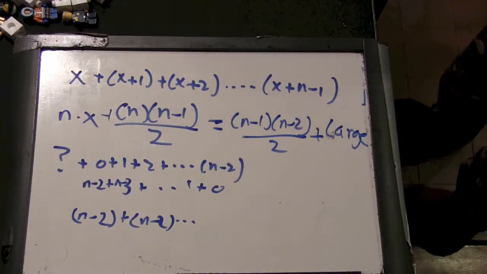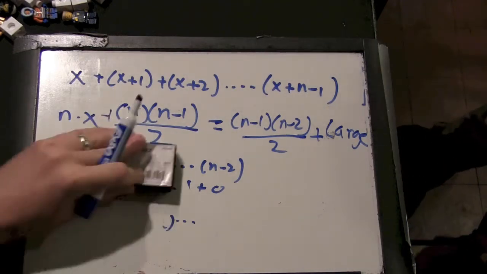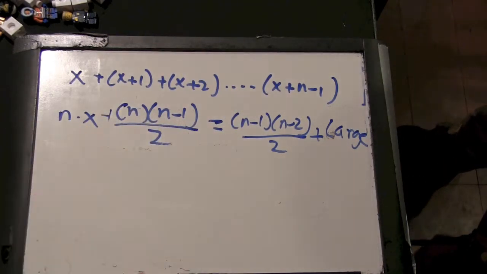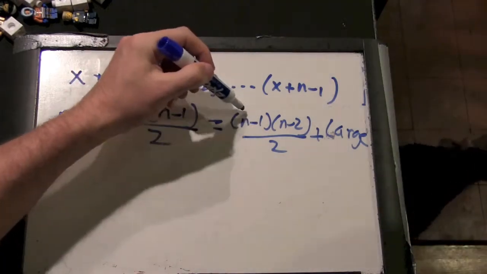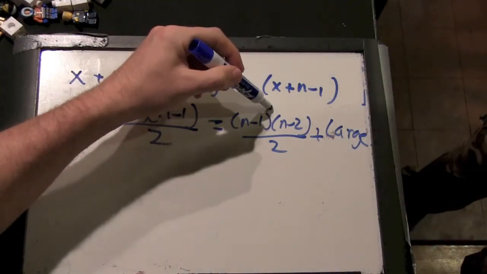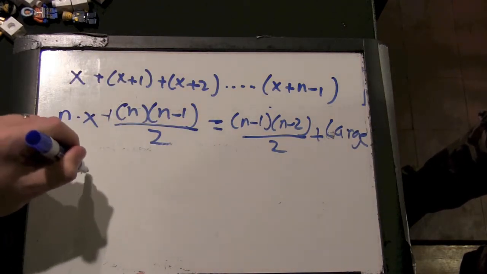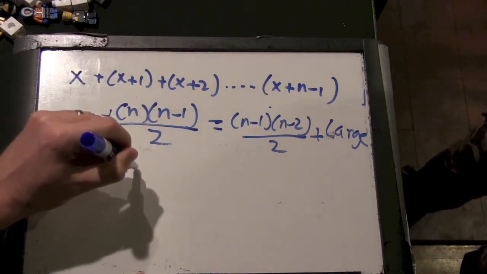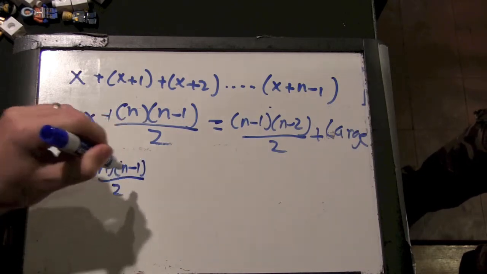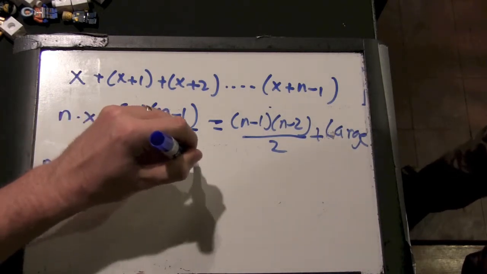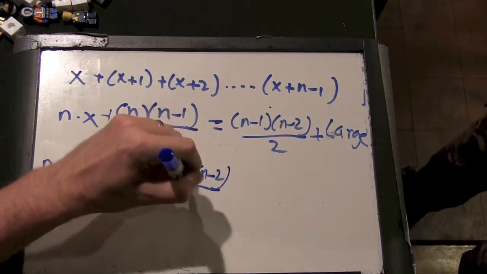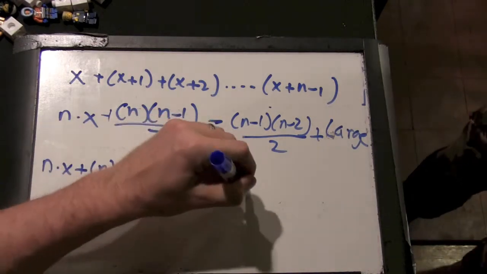Right? Yep. Okay. So now we can solve for what that large number is, believe it or not. Are you ready to see this? Yeah. Here's my equation. So I just have to move this complicated number over to the other side. n times x plus n times n minus 1 over 2 minus n minus 1 times n minus 2 over 2 equals the large number.